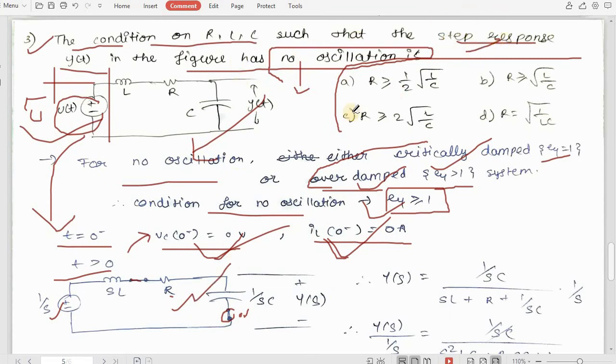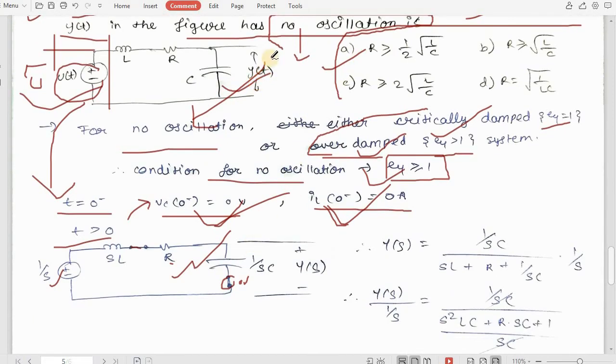Okay, and using this step response only we have to get this condition. Here in this circuit you can clearly see that your Y(t) is present across the capacitor. So basically we have to get the voltage across this capacitor. To get the voltage across this capacitor, we are going to use the voltage divider rule. So we will have 1 upon SC over SL plus R plus 1 by SC, multiplied by your input voltage, which is 1 by S.